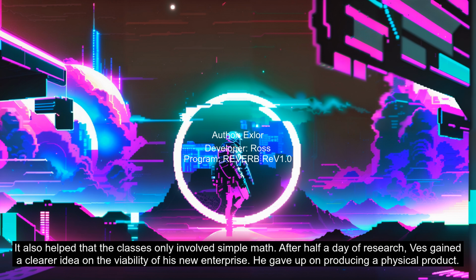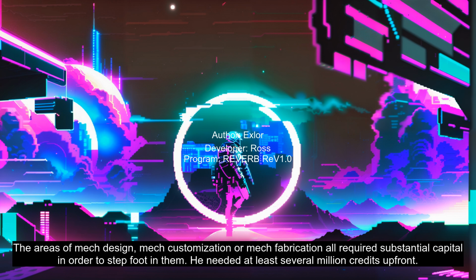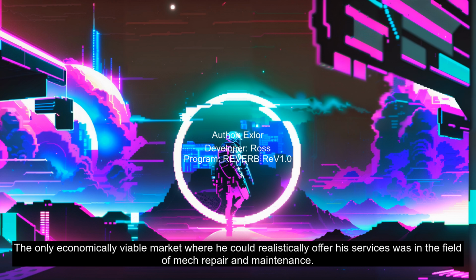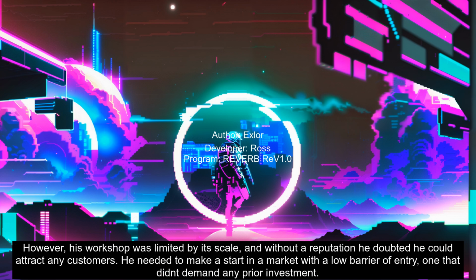He gave up on producing a physical product. The areas of mech design, mech customization, or mech fabrication all required substantial capital in order to step foot in them. He needed at least several million credits up front. The only economically viable market where he could realistically offer his services was in the field of mech repair and maintenance. However, his workshop was limited by its scale, and without a reputation, he doubted he could attract any customers.